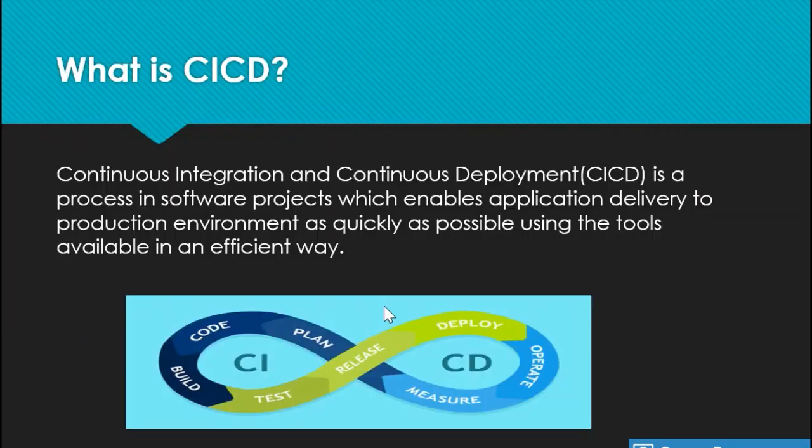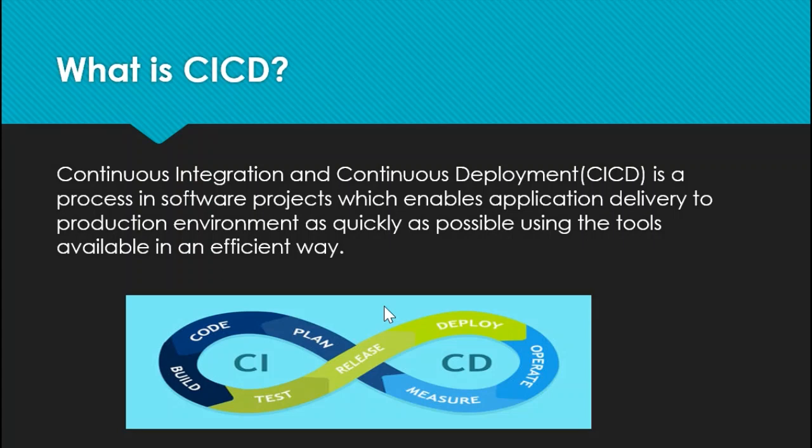So what is CICD? The CICD full form is Continuous Integration and Continuous Deployment. It's a process in software projects that enables application delivery to production environment as quickly as possible using the tools available in the market. So if you use these tools, you can easily implement CI/CD pipeline, and you can easily take your application into production in an efficient way.